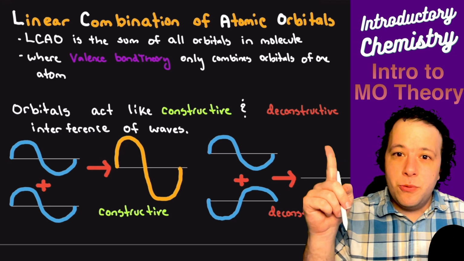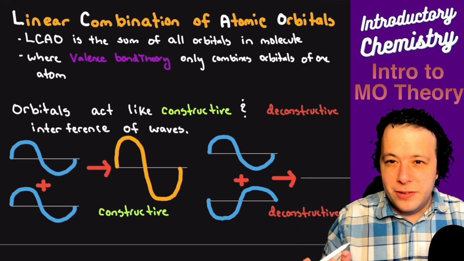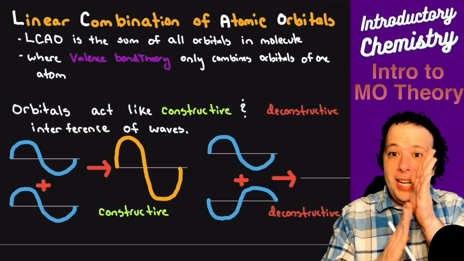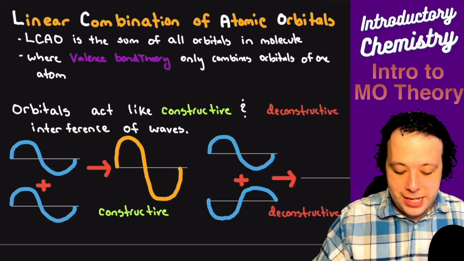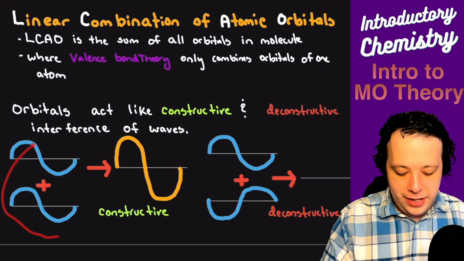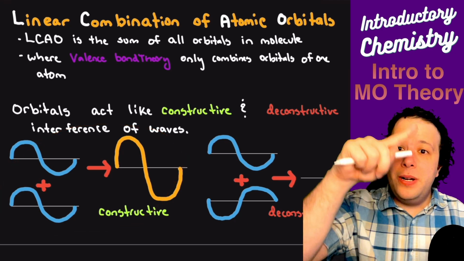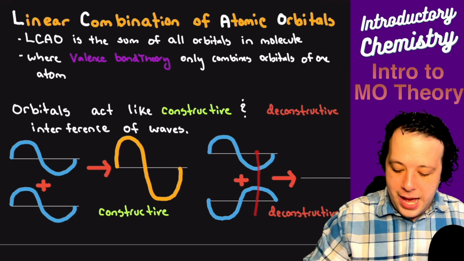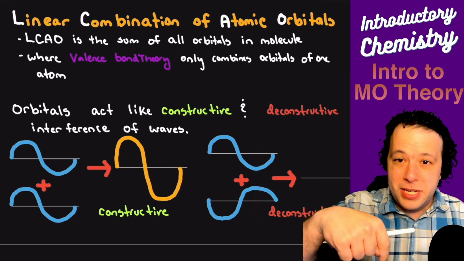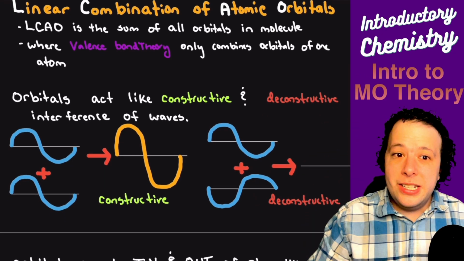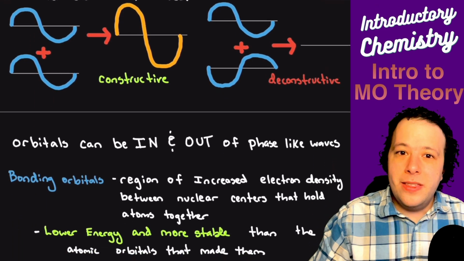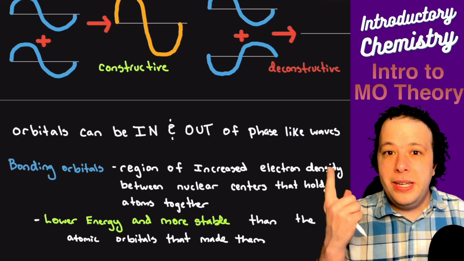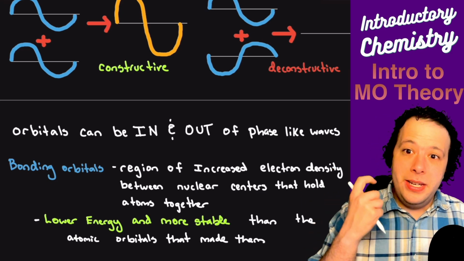So the whole idea of where this comes from is actually based on how waves work. If you thought of a wave, if they were in phase with each other, so both starting at the exact same point, like I have here on the left-hand side, they would construct or add up together. Or if I had them slightly out of phase with one another, where one of them's down and the other one's up, they will deconstruct with one another. With the same idea here, orbitals do the same thing. Orbitals can be in phase or they can also be out of phase.